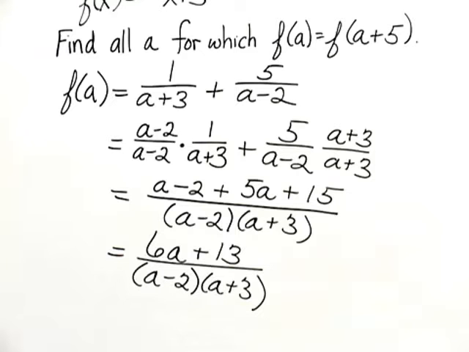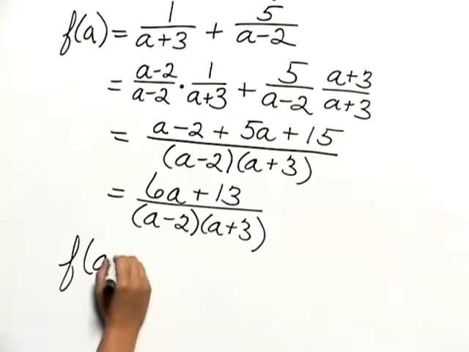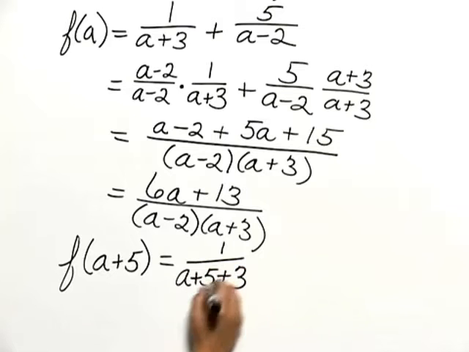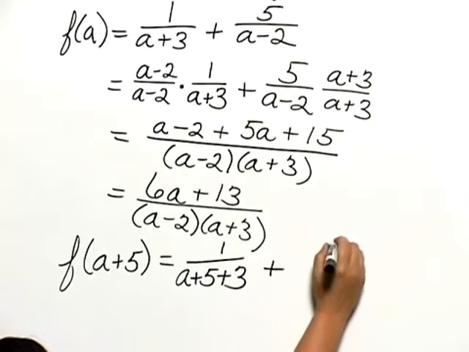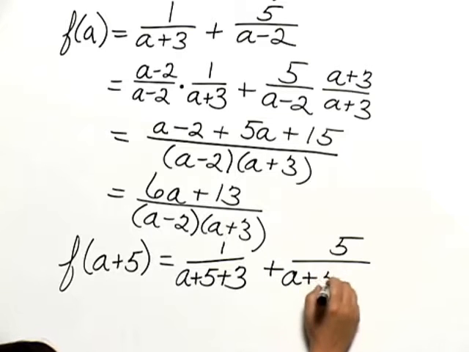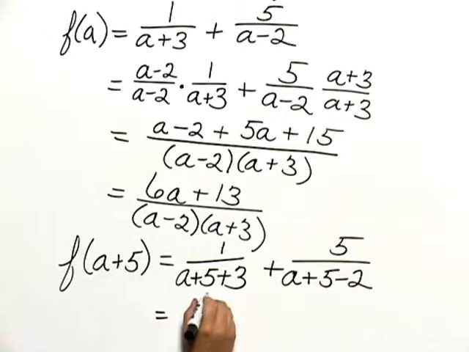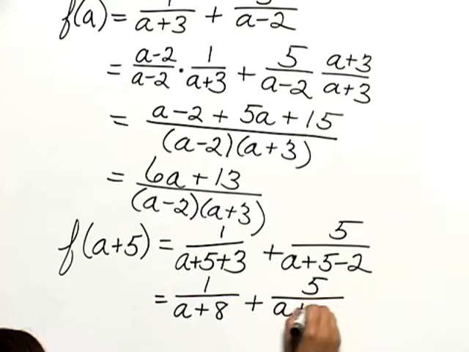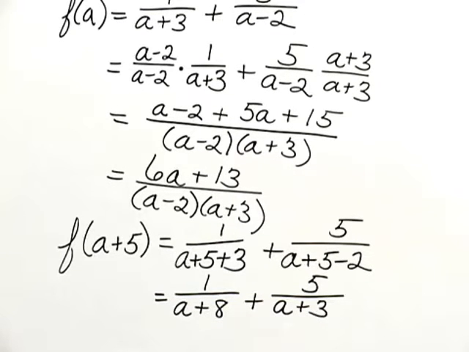Next we find f of a plus 5. We have f of a plus 5 equals 1 over a plus 5 plus 3 plus 5 over a plus 5 minus 2. That's substituting a plus 5 for x, which gives us 1 over a plus 8 plus 5 over a plus 3. Again, we need a common denominator. That would be a plus 8 times a plus 3.